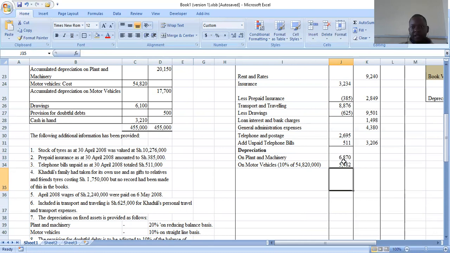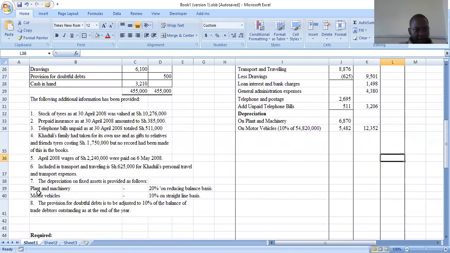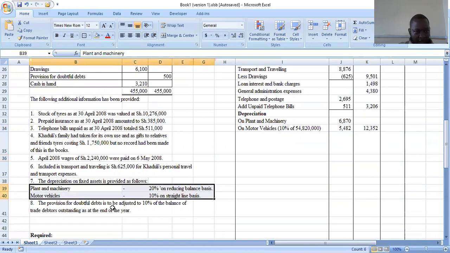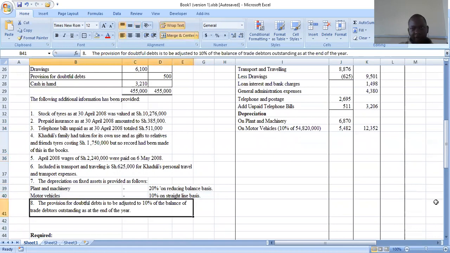Yes. Okay, sawa. So therefore we have those two depreciations on plant and machinery and motor vehicles. So in total the depreciation for the year is 12,352. And then any other expense, I think we have all of them.